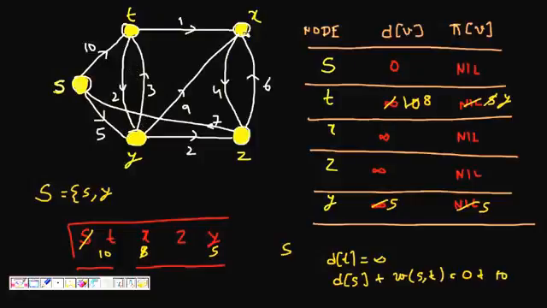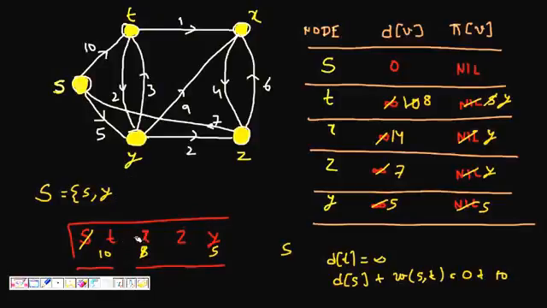We go to x, d of x is infinity. Now if we go via y, it becomes 5 plus 9, which is 14. X now becomes 14 and its parent becomes y. For z, it's infinity, now it becomes 5 plus 2, 7. So z becomes 7 and its parent is y. So this is done. We have relaxed all the nodes from node y, so it means node y is relaxed.